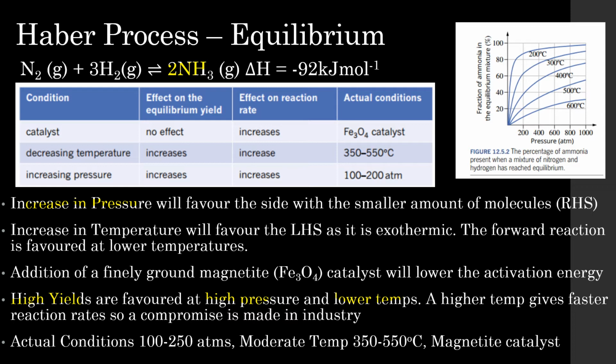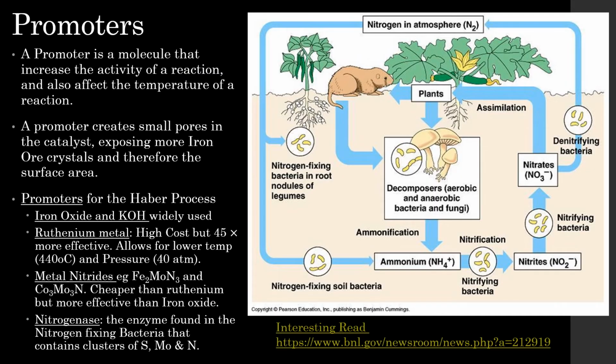So that table I copied is a little bit dodgy there. That should be a decrease, shouldn't it? So decrease. So the actual conditions in industry is just 1 to 250 atmospheres, a moderate temperature of around 450 degrees Celsius, and a magnetite catalyst. But there are some other catalysts that we're about to talk about.